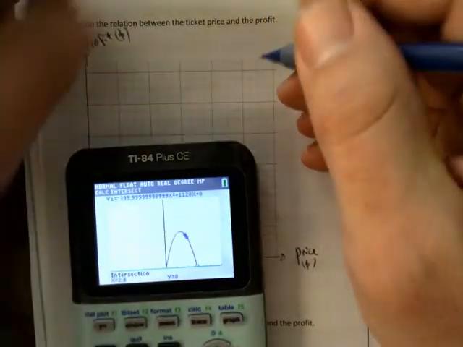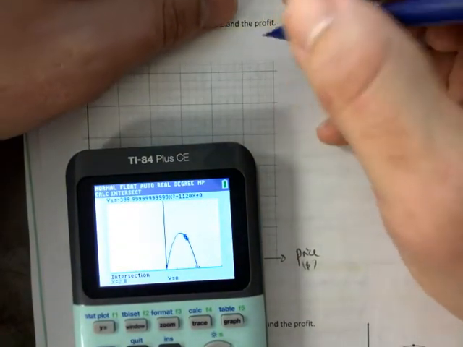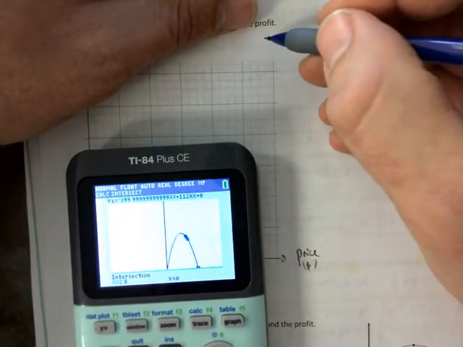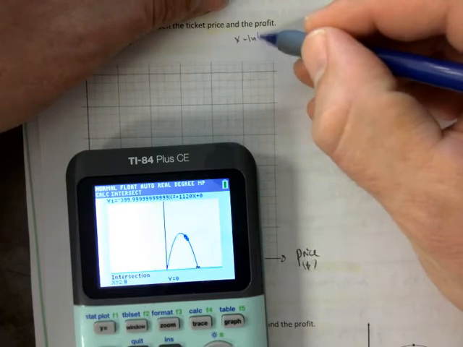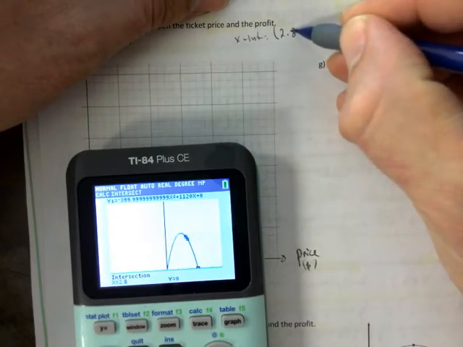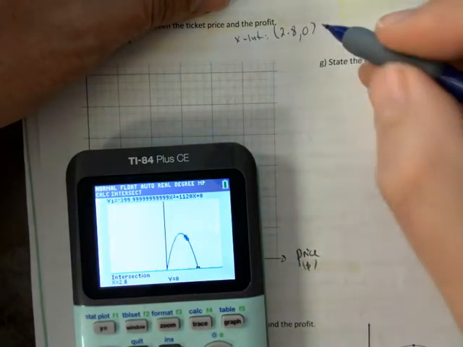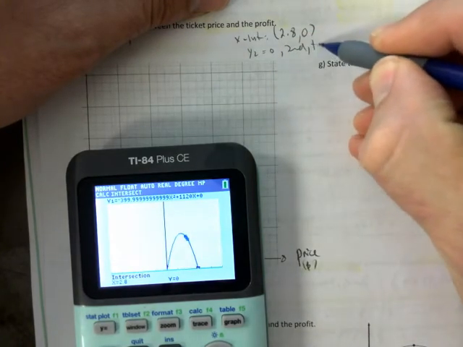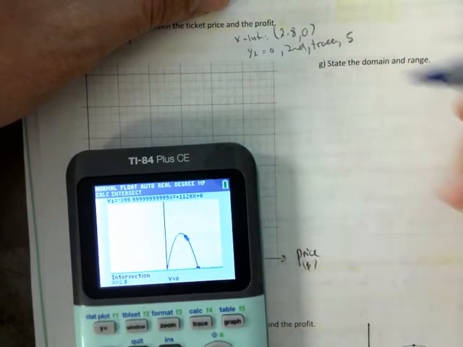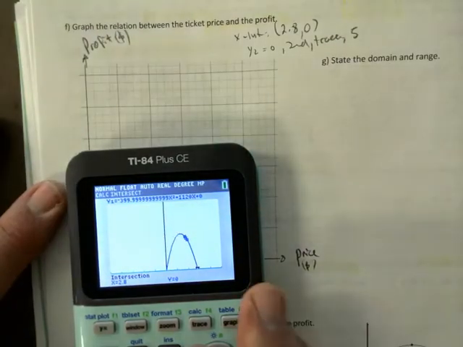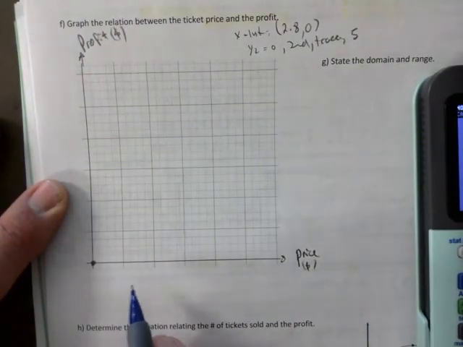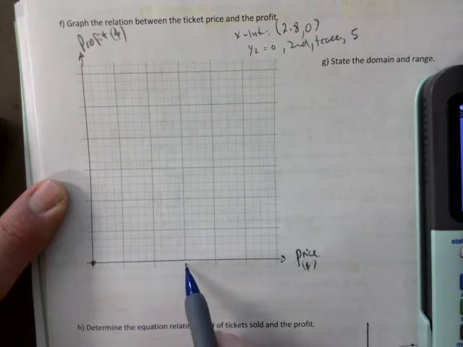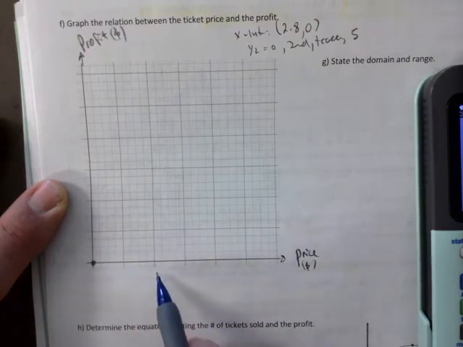$2.80. I actually knew that. If you look, you'll see in a bit why. The x-intercept is 2.80, and I used y2 is equal to 0, second trace 5. So just make a note of that. So that means that if I go 1, 2, 3, that works. 0.5, I'll make every second one.